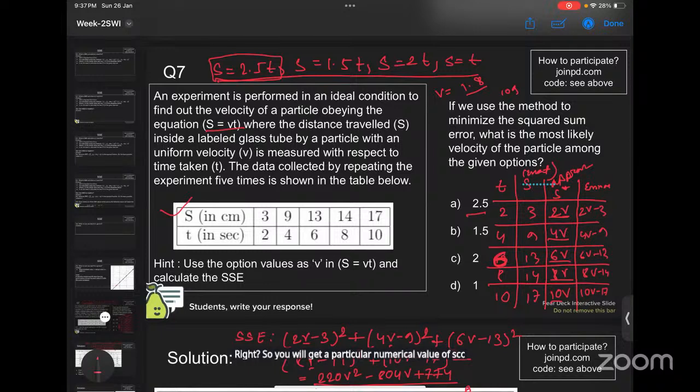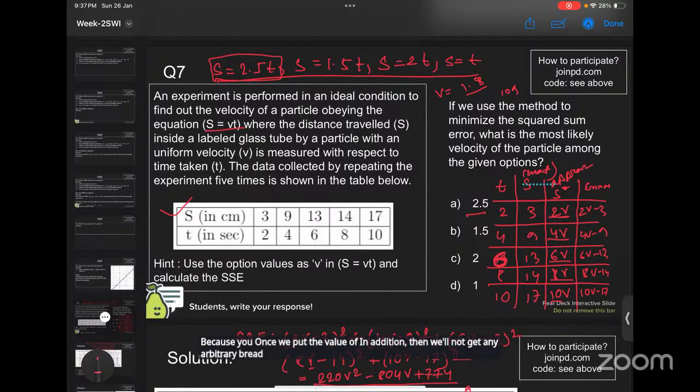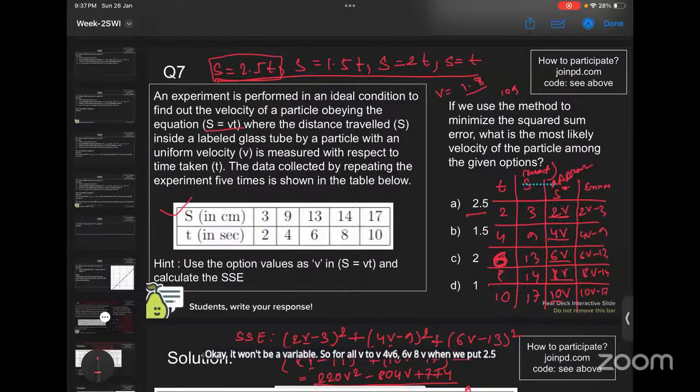How, ma'am? Because once we put the value of v in the equation, we will not get any arbitrary value, right? We will get a constant; it won't be a variable. So for all v: 2v, 4v, 6v, 8v, when we put 2.5, there will be a proper numerical value of v. Then we have to calculate. So the table has to be made four times.